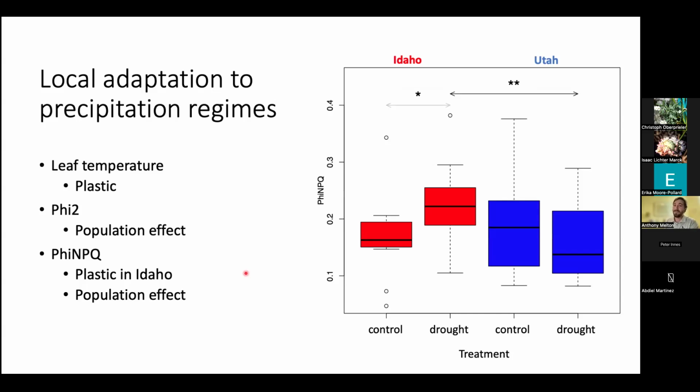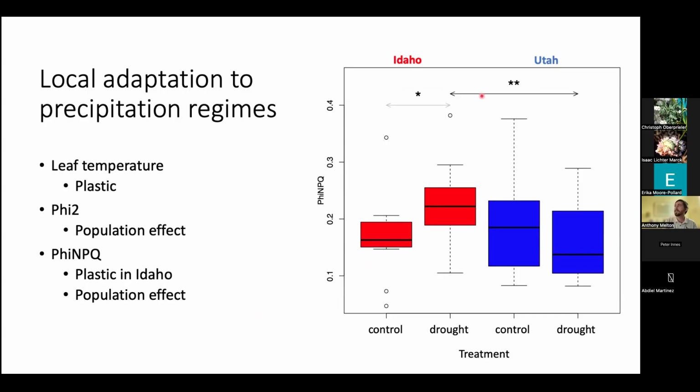And then next up is phi NPQ, which is the amount of light that gets dissipated as heat energy. So this is a way for the plant to protect itself. It's kind of like a sunblock for the plant. We see plasticity in Idaho. So under drought stress, the Idaho seedlings are going to start dissipating more light energy.